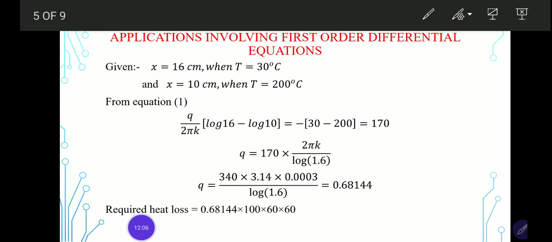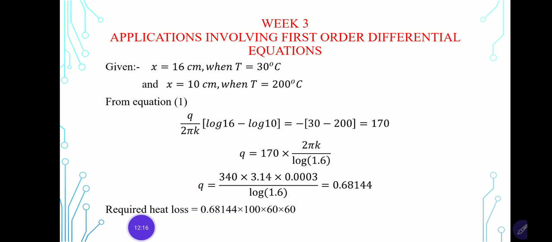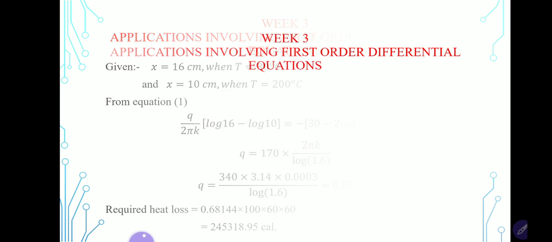So our question was to find the heat lost per hour through a meter length of pipe. Per hour means 1 hour is equal to 3600 seconds, so 60 multiplied by 60, and 1 meter is equal to 100 centimeters. The heat we got, 0.68144, we multiply by 100 into 60 into 60. So the final answer is 245,318.95 calorie. Okay, so this is the first problem.